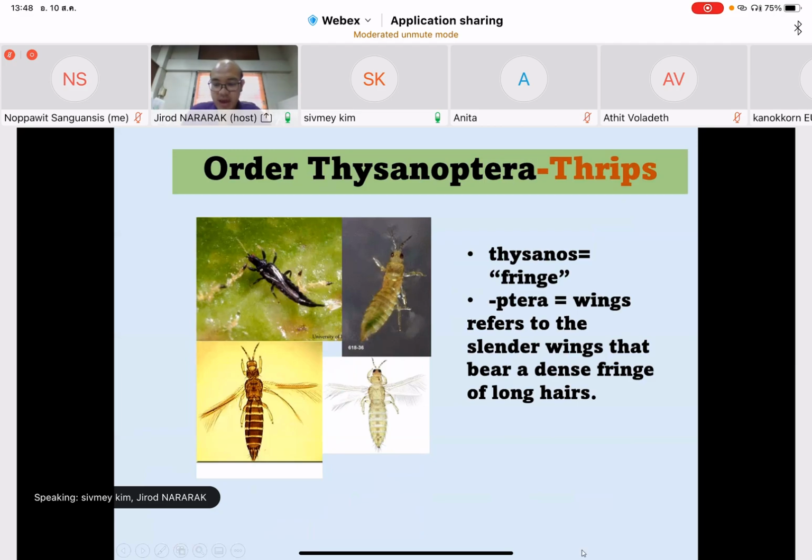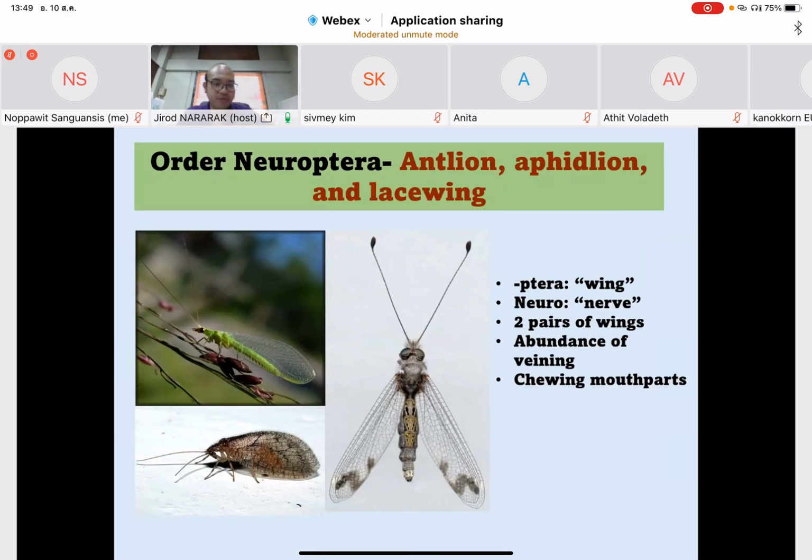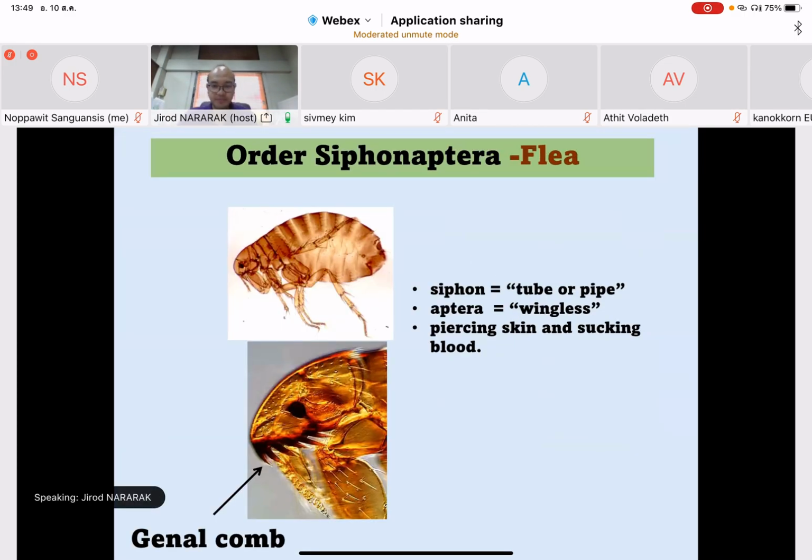Yes, it's clear. So lice belong to Phthiraptera. Lice cannot jump, they just crawl on your hair. Fleas also have the same habitat, but they can jump from one host to another because of their legs. So the feature is quite different. The size is the same, but you can see their legs here, and here, the flea. Is it clear?